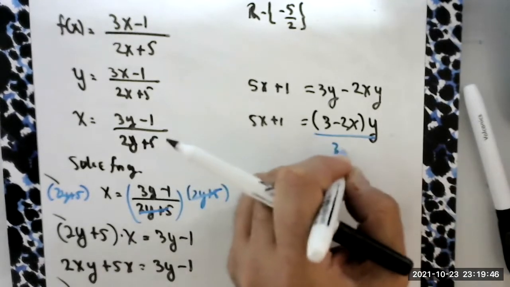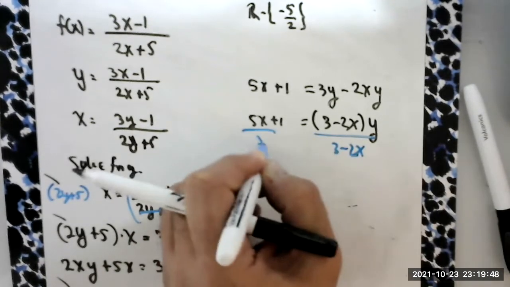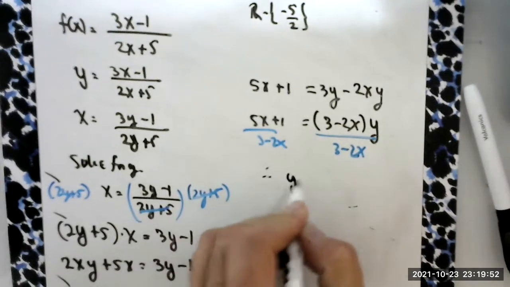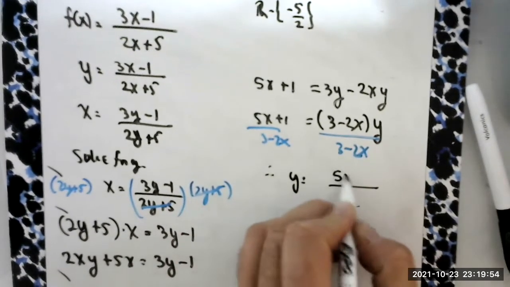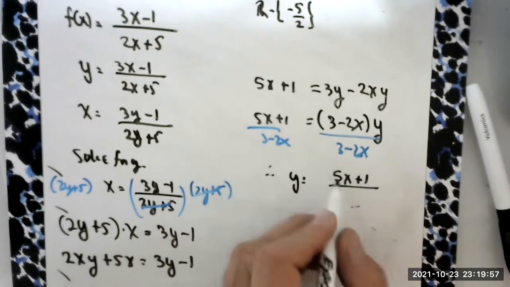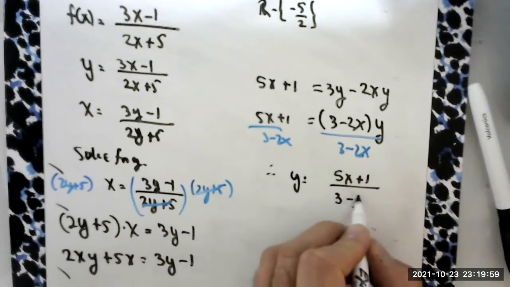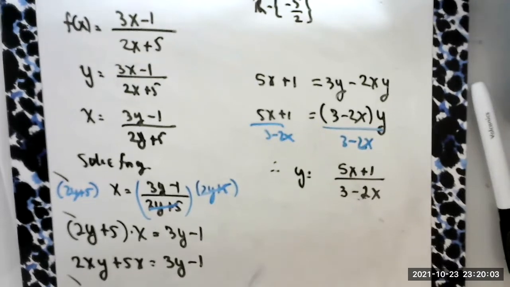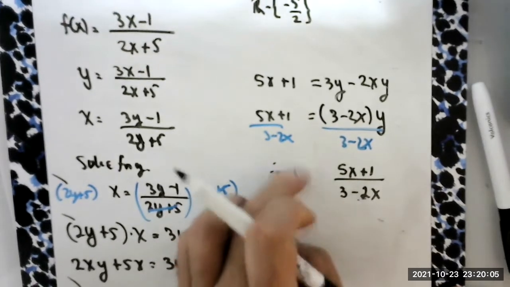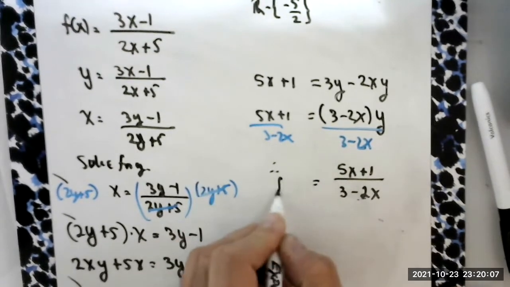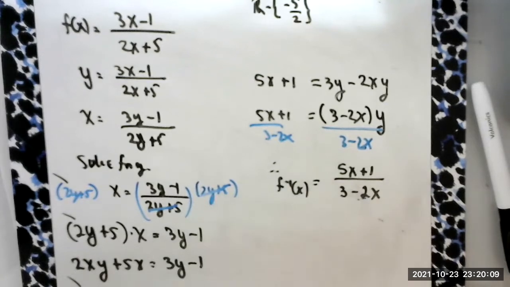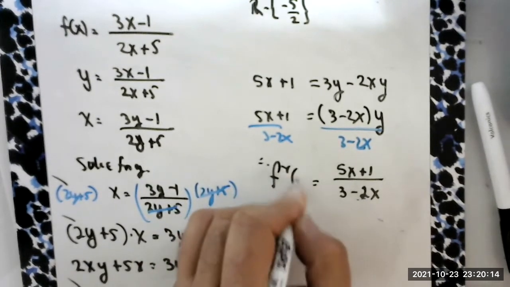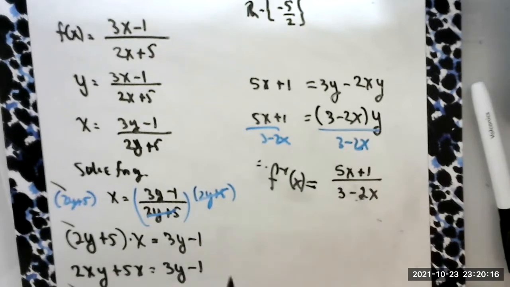And last but not least, we just simply divide by 3 minus 2x on both sides. Therefore my y equals (5x plus 1) over (3 minus 2x). Of course we are done, because once we solve for y, this is my inverse function. Therefore, my inverse function is this lovely function.